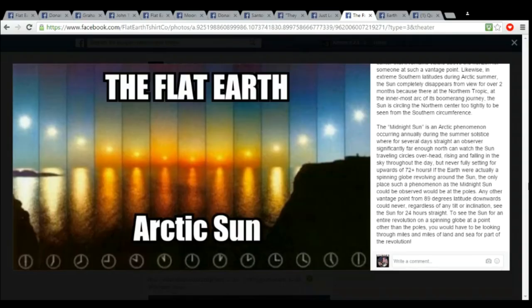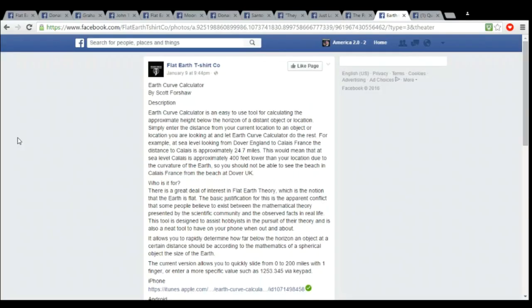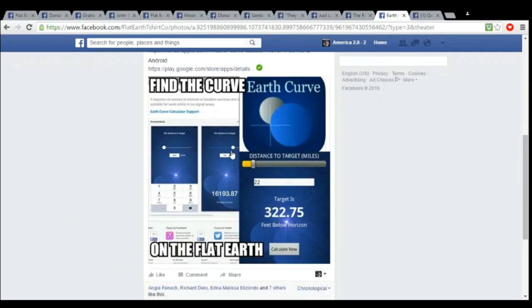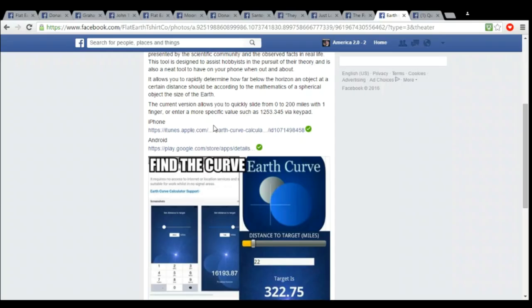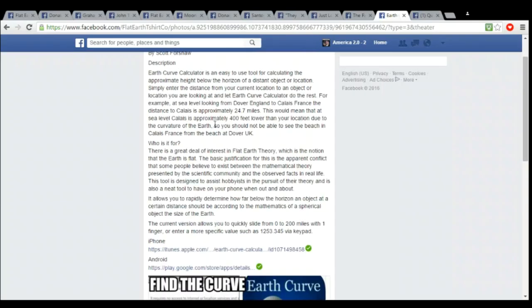See the sun for an entire revolution on a spinning globe at a point other than the poles, you would have to be looking through miles and miles of land to see the revolution or the spinning. This, folks, is very different as to whether or not these numbers equate for everything you see and don't see. But basically, there's math that gives the curvature of the Earth, and you can negate it all you want.